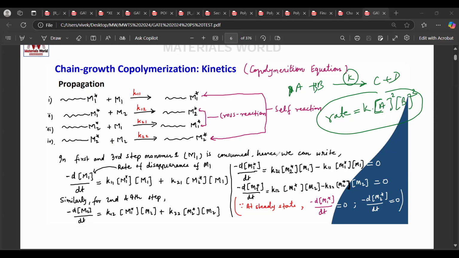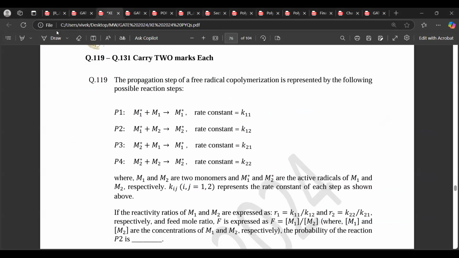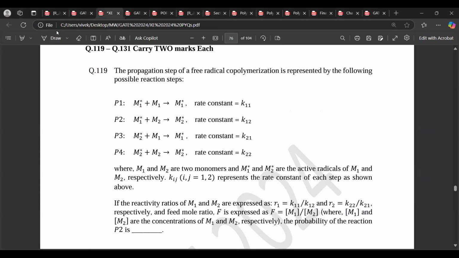The question given in the test series is enough. So you just needed to remember this, okay? And that is enough. So what is the probability? Probability of this reaction is the rate of this divided by the total rate. That is the definition of probability, right? So that was the idea that you needed to use. Okay, it's not rocket science.